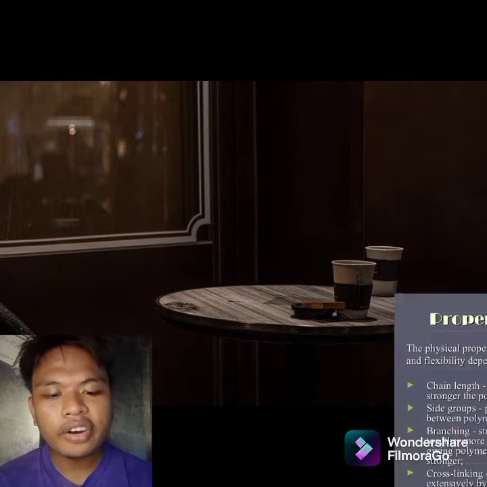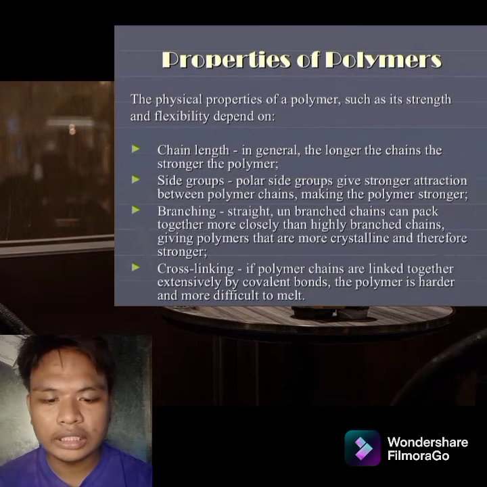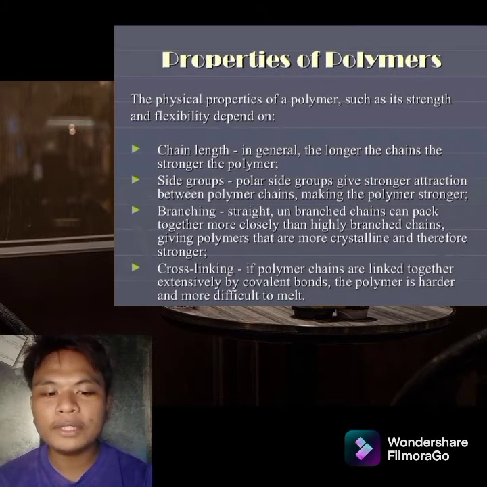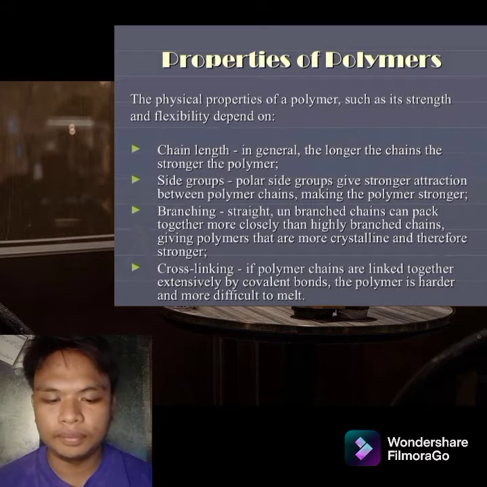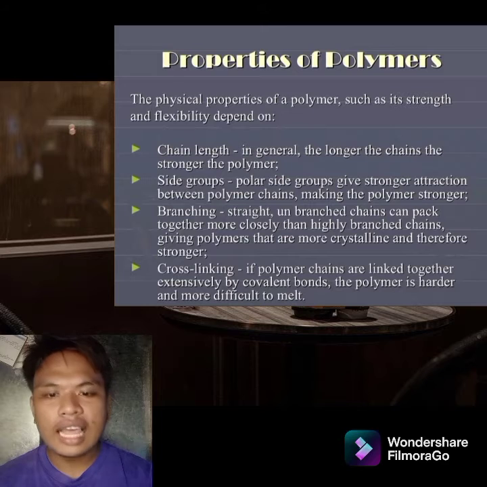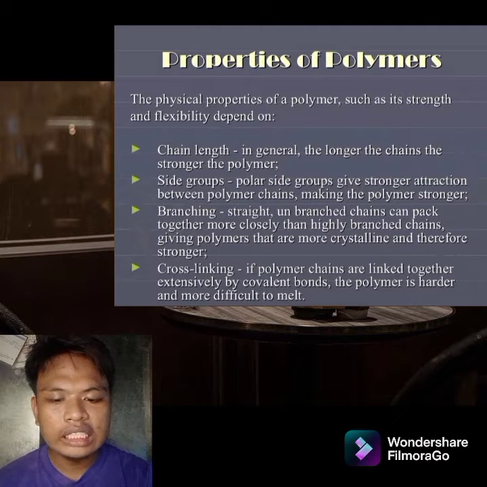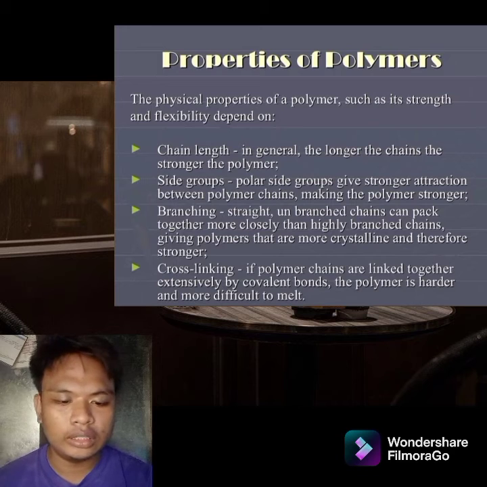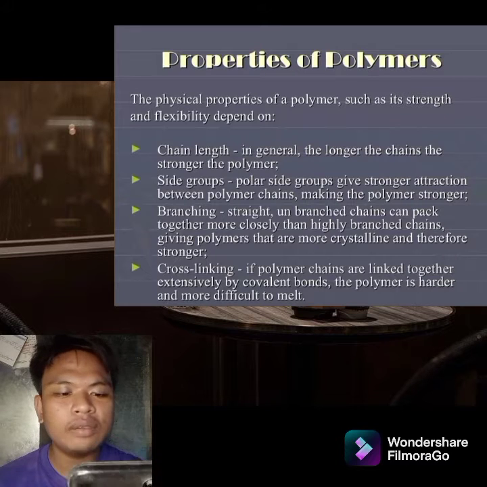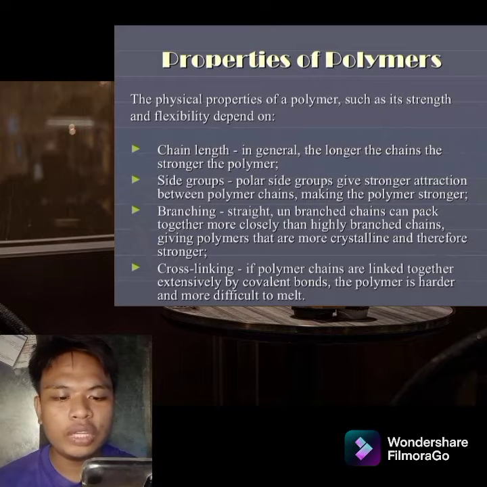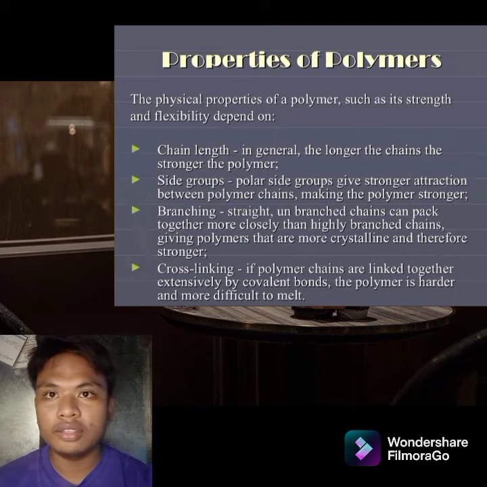And now, here are the properties of polymers. The physical properties of polymers such as strength and flexibility depend on chain length. In general, the longer the chain, the stronger the polymer. Next, side groups. Polymer side groups give stronger attraction between polymer chains, making the polymer stronger.